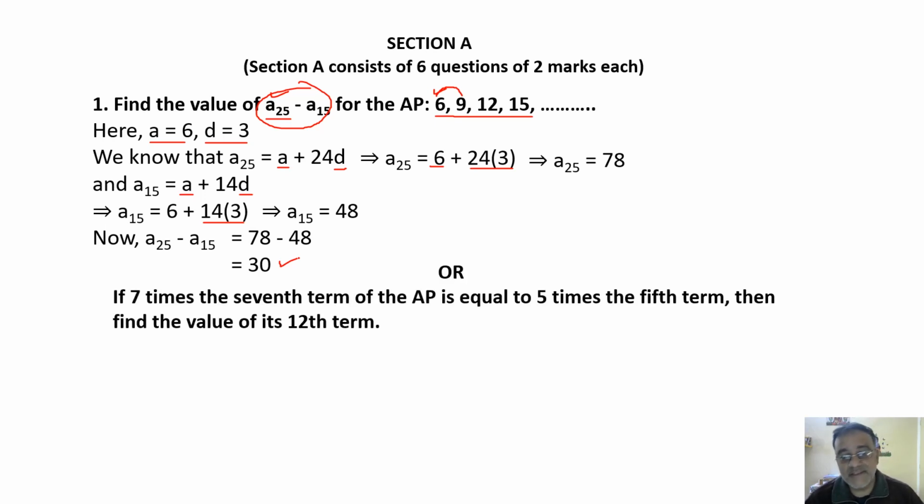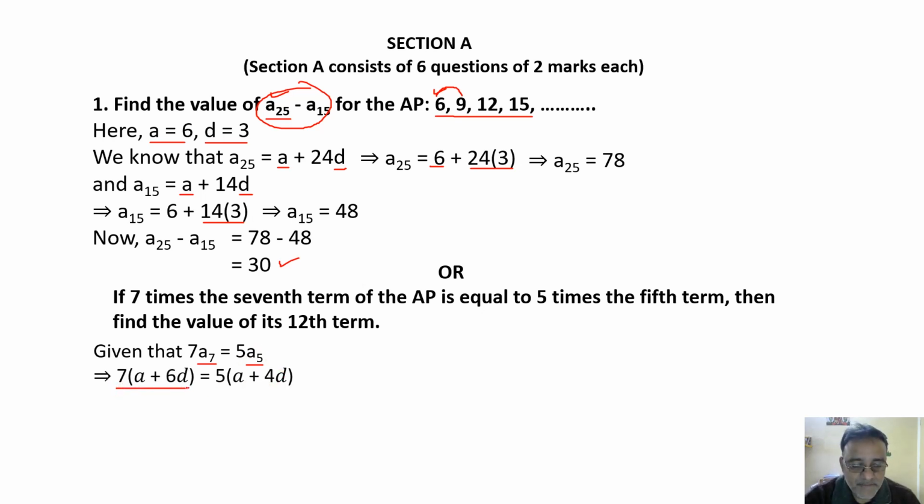If 7 times the 7th term of the AP is equal to 5 times the 5th term, then find the value of its 12th term. So given that according to the question, 7A7 is equal to 5A5. Now how will you write A7? A plus 6D. A plus 6D, and A5? A plus 4D. A plus 4D. Right. Now we are going to substitute those two. Now open the bracket. So we are getting 7A plus 42D and 5A plus 20D.